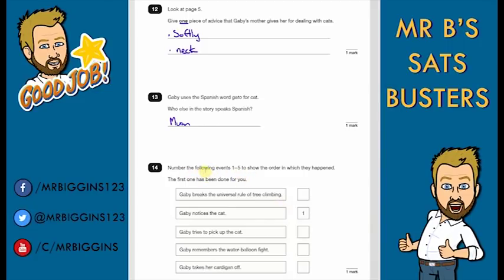Question 14 is one of the questions where we have to number the following events in the order that they happened. The first one's already been done for us. So we've got a 1 when Gabby notices a cat. Now, easiest way to do this question, if you're not sure, just skim through the text and see as each one happens. You can always do it and come back and check with it if you want to later. But she noticed the cat, then she took off her cardigan. Then she remembered the water balloon fight. Then she looked down. She breaks the universal rule for tree climbing. And then she tried to pick up the cat right at the end. Okay, so that will be the order that we would want them. You need them all in there for the correct sequence.